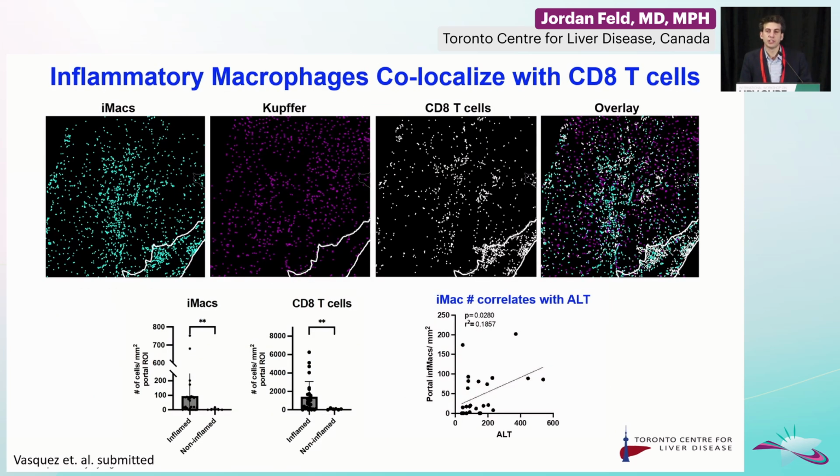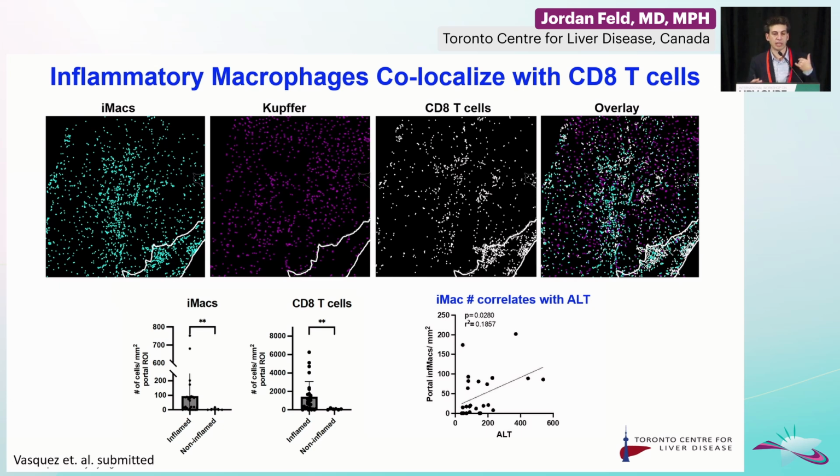And what he then showed is, again, going back and using that imaging mass cytometry to look at how these inflammatory macrophages, which you can now identify in a liver biopsy sample, interact with other cells. And you see that he stained the IMAX here in green, the Kupffer cells in purple, and then the CD8 T cells. And what you see is when you overlay these, that the inflammatory macrophages are really closely in contact with these CD8 T cells.